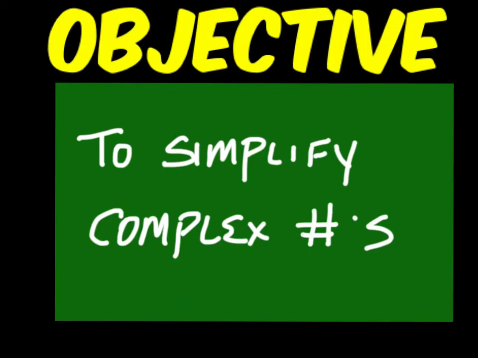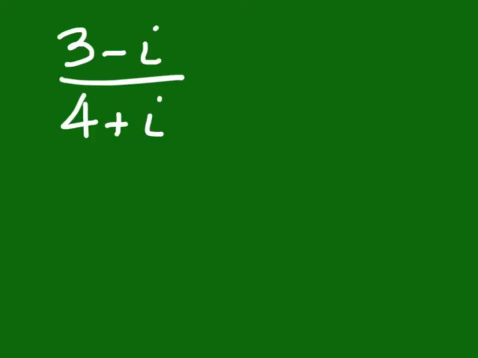Objective today is to simplify complex numbers. Example 1. In this case, you have 3 minus i over 4 plus i. And what we want to do is get rid of the imaginary number from the bottom. In order to do that, you must multiply the top and the bottom by the same thing. But what that same thing must be is this. Instead of 4 plus i, multiply by 4 minus i.